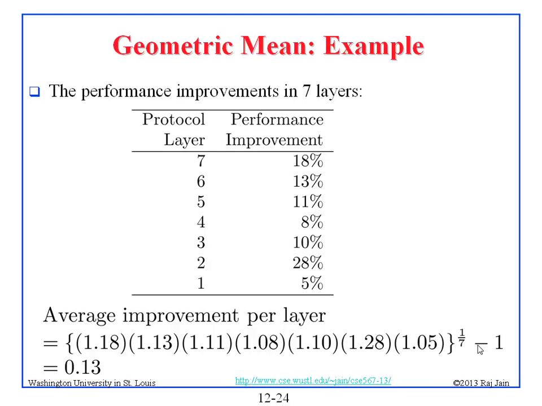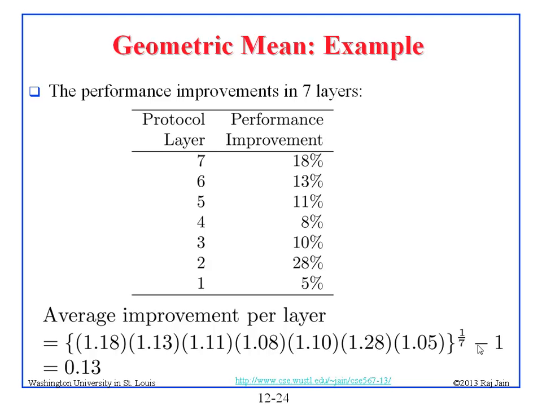Now 7 layers of a networking protocol. In computer networking we talk about 7 layers. The first layer we improved by 5%, the second by 28%, the third by 40%, and so on and so forth. So what is the total improvement? To find out the total improvement, if the performance was 1, with the new first layer, now we have 1.05 performance. With the second one, we have 1.28 times better performance, and so on and so forth.